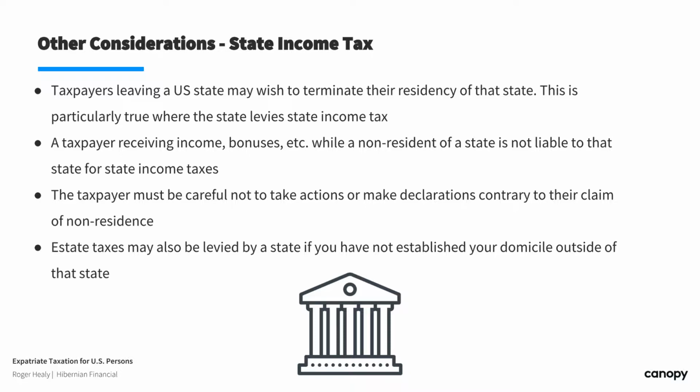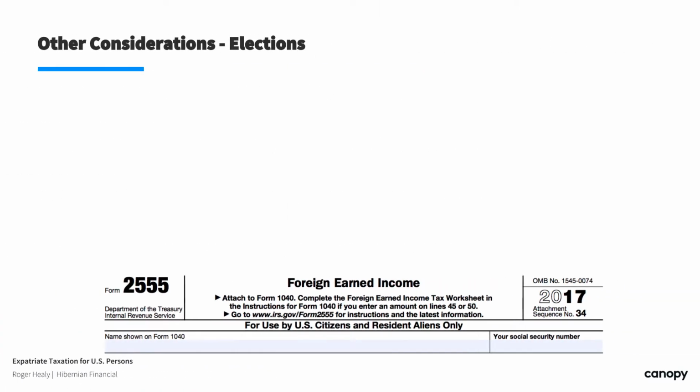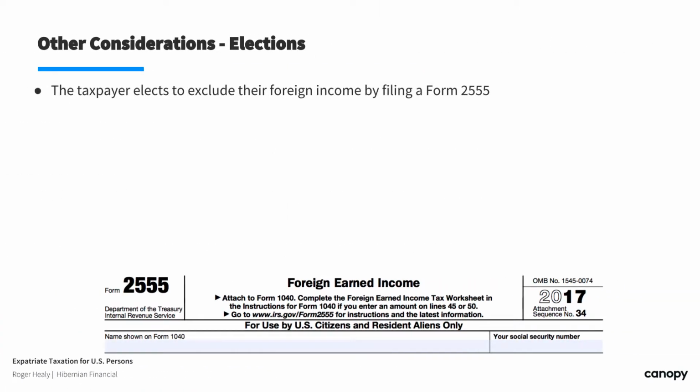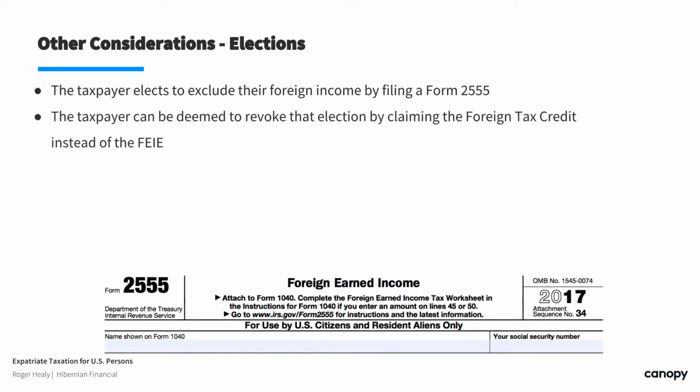Elections. The taxpayer elects to exclude their foreign income by filing a Form 2555. You can be deemed to revoke that election by claiming the foreign tax credit instead of the foreign earned income exclusion. If you have claimed the foreign earned income exclusion and you have additional income on which there is foreign tax for which there could be a credit, that will not cause the election to be deemed to be revoked.